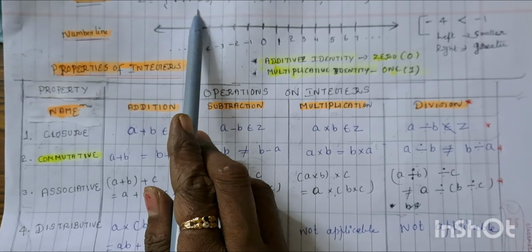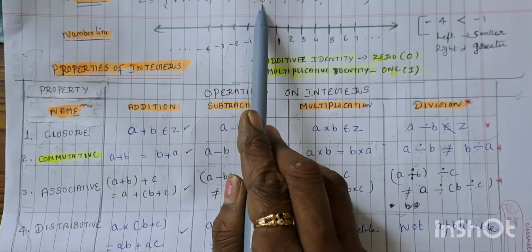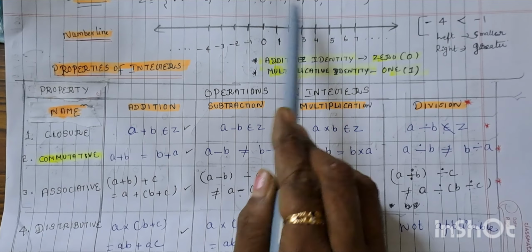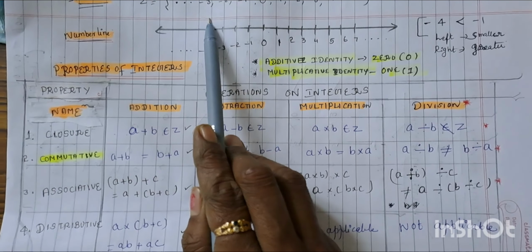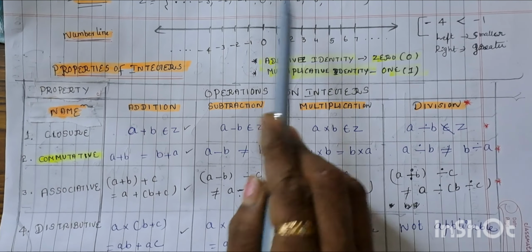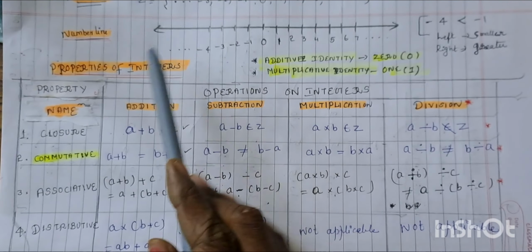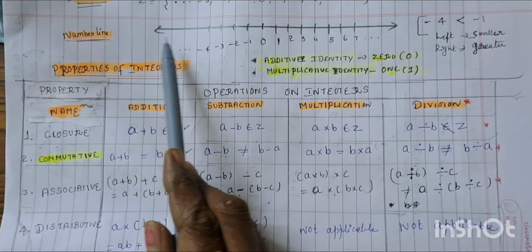You know, it's negative numbers. It contains negative numbers, 0 and positive numbers. Otherwise we can say it is negative numbers and whole numbers. That is nothing but integers. We can represent these numbers on the number line.